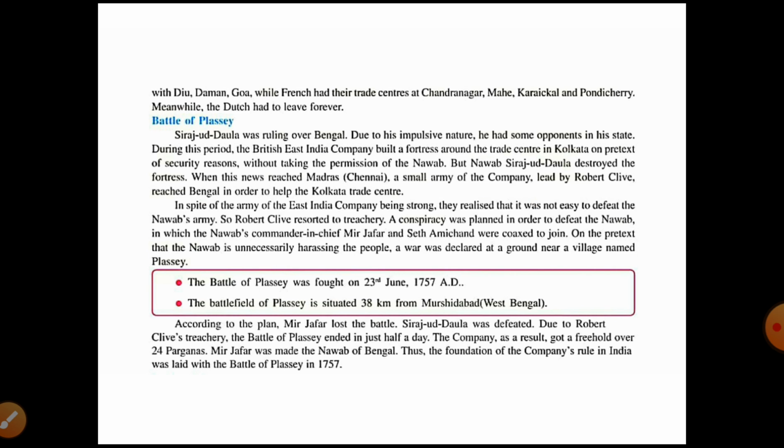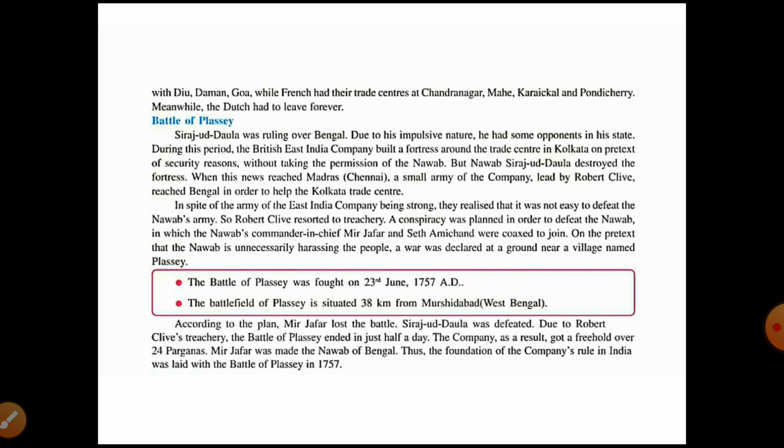So after this whole fight between the European powers, the Britishers did not fight with Indian rulers or Indian kings, but with people who came from their own continent, from European countries. The Portuguese, after all this conflict, were left with a center at Diu, Daman, Goa, and the French had trading centers at Chandranagar, Mahe, Karaikal and Pondicherry. And the Dutch left forever, which means the Dutch went back to their country.